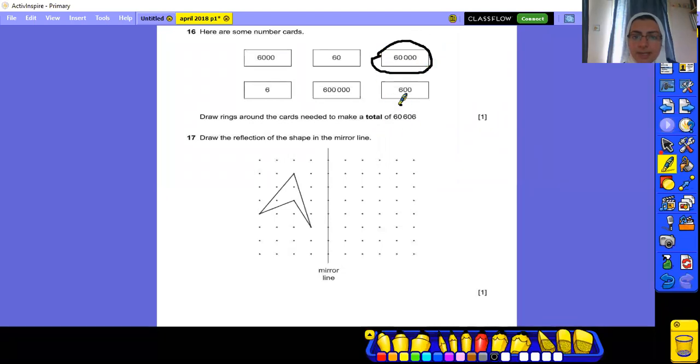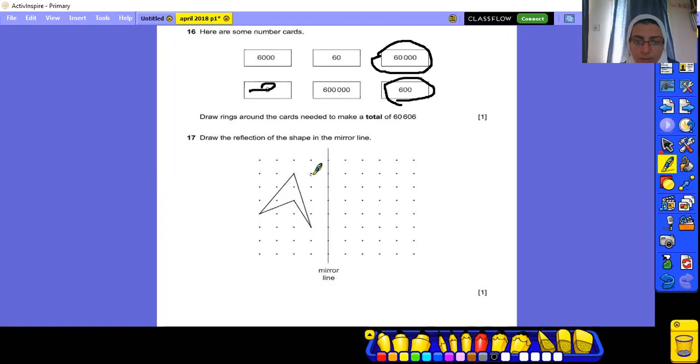So this is 60,606. The mirror, and this is the reflection. This is the reflection. It's very important how to do the reflection. I'm going to revise it again. I revise again with you how to do the reflection. So whenever I have this shape, and this is the mirror line, you count how many points to the mirror line. Let's count from here.